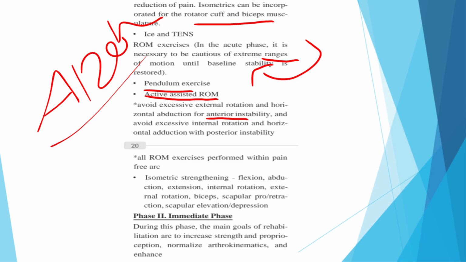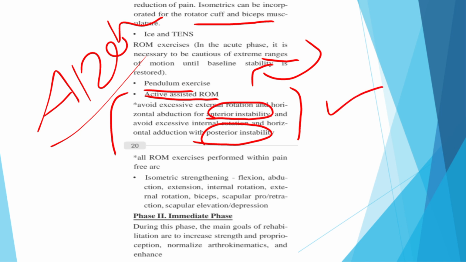If there is anterior instability, don't go for extreme external rotation and horizontal abduction, and avoid excessive internal rotation and horizontal adduction with posterior instability. These two points are very important. All range of motion exercises within a pain free arc. Isometric strengthening, where the muscle stays at the same length: flexion, abduction, extension, internal rotation, external rotation, all the upper extremity movements, biceps, scapular protraction, retraction, elevation, depression.